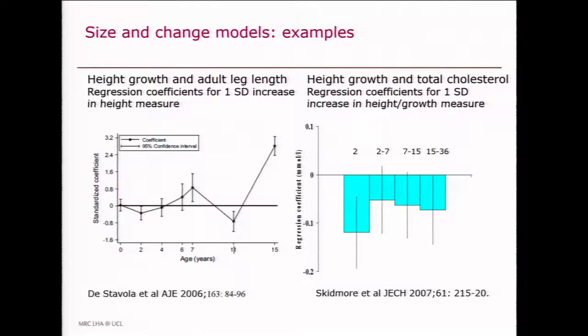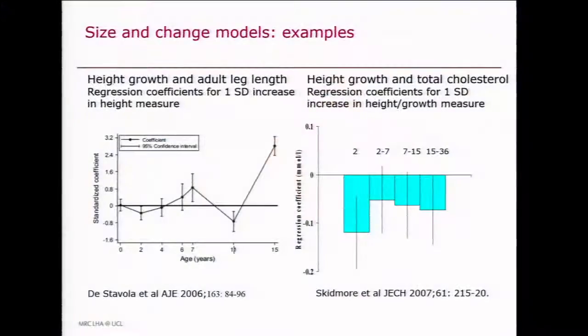So both these types of parameterizations have been used. You don't need to know the details of these, but the first one is where we've just put in the size at each time point, so multiple size measures in the same equation, and then the estimates are plotted. And then the second sort, which Di showed examples of in the previous lecture, where we start off with a baseline at 2 years, and then we put in the changes. So both types of models have been used.